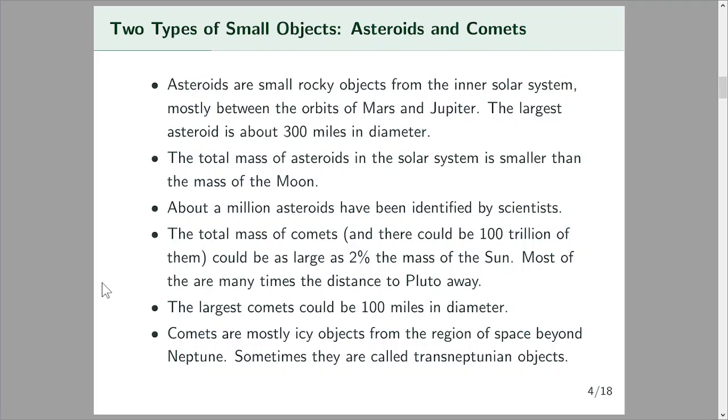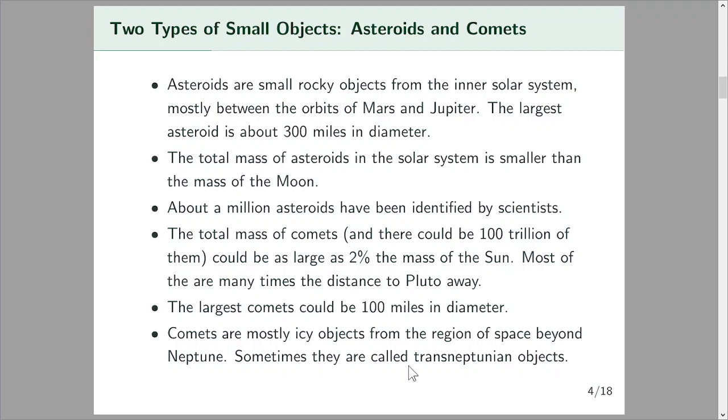And that's the asteroid belt. Now, here's where things get a little tricky. It turns out the total mass of comets is enormous. Comets extend way past the sun. So look at this bottom one here. Comets are icy objects in space beyond Neptune. Sometimes they're called trans-Neptunian objects. Most comets exist beyond Neptune, and they go way, way out.